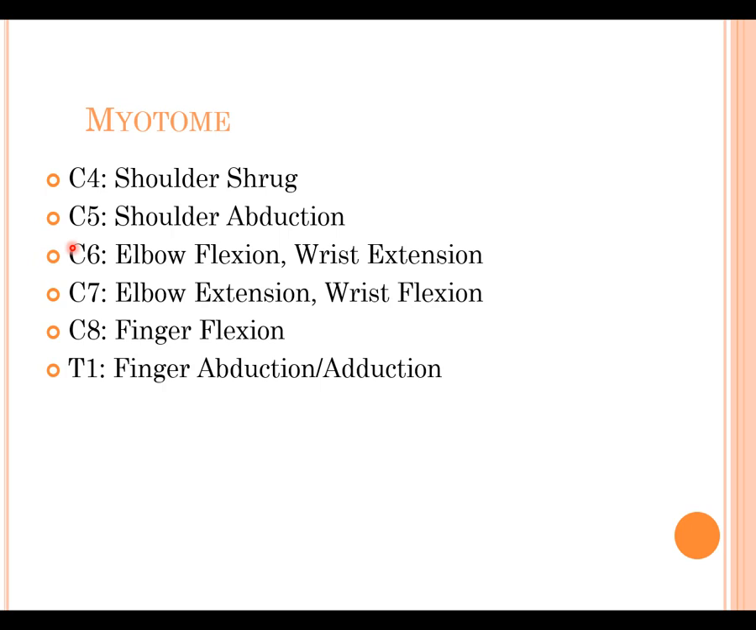For C6 and C7, C6 is elbow flexion, wrist extension. I always call this one the waiter, because if you actually perform elbow flexion with wrist extension, it's like you're holding a tray.